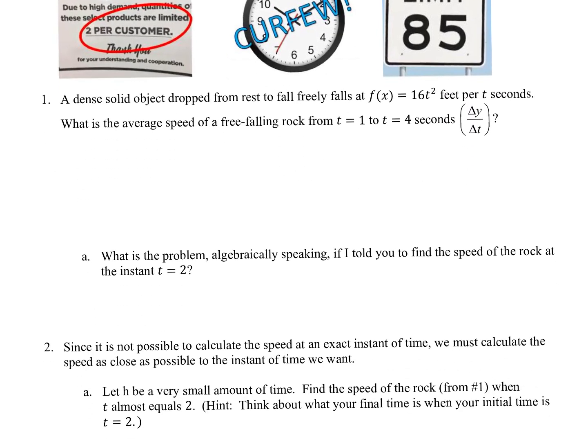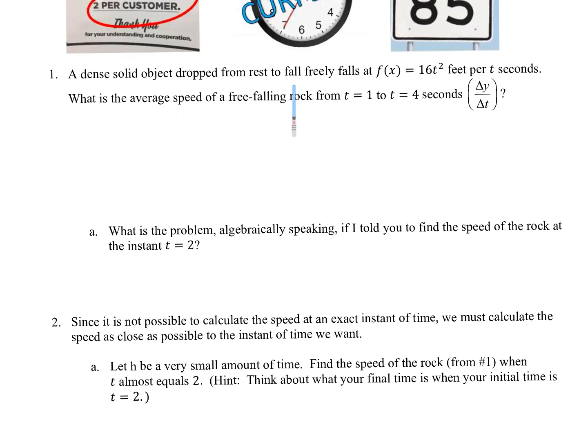So let's think this real fast. If an object is dropped from rest to fall freely and is falling at 16 t squared feet per t seconds, what's the average speed of a falling rock? We can do this. Average speed, so if we're looking for speed, is that the same thing as like a rate? Is a rate the same thing as a slope? Like rate of change? A little change in y over change in x? How would we get, what would be 1 and 4? Are those x's or y's? Time.